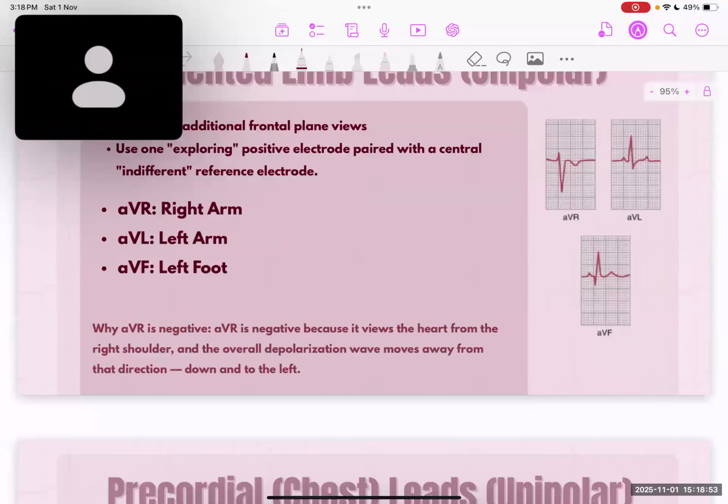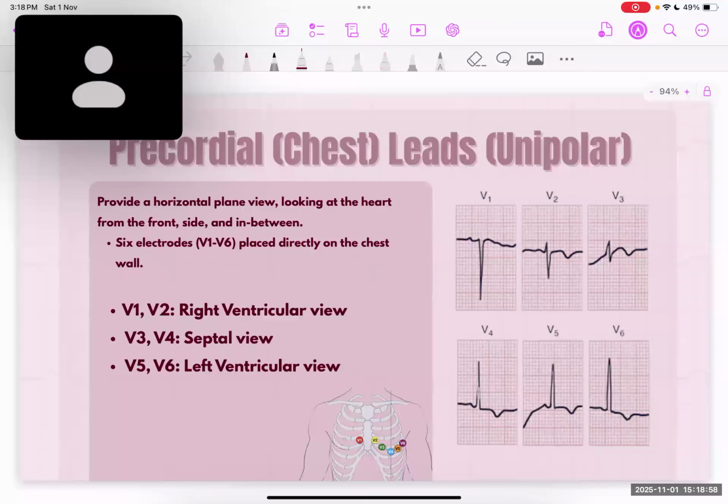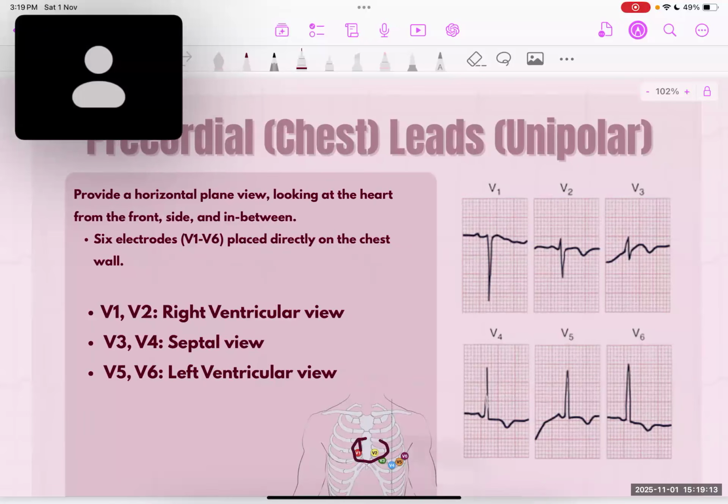Okay? Let's move on to our last 6 leads, which are the precordial or chest leads. These are also unipolar. Unlike the first two, which give us a frontal view, here you're looking at a horizontal plane of view. So you're looking at the heart from the front, from the side, and from in between. We have V1 and V2, which will give you a right ventricular view. V3 and V4 will give you a septal view, so at the septum of the heart. V5 and V6 will give you a left ventricular view. So it's going to be placed like this directly on the patient's chest. And these are done on the ECG shown.